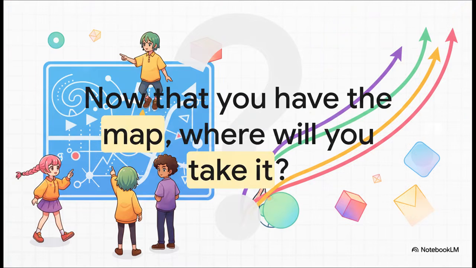Ultimately, what we're doing is translating the function's rule into a coordinate points map. And by doing that, you've created a super clear path directly to the right answer, every time. So really, the only question left is, now that you have the map, where are you going to take it?